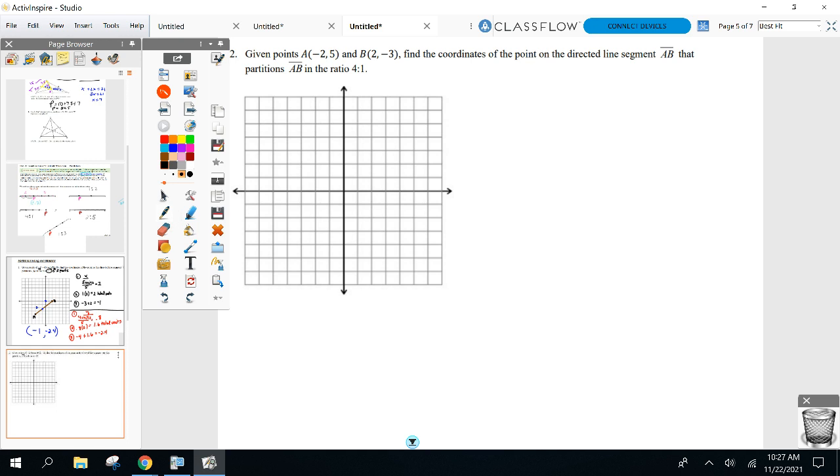Negative 2, 5. Two, 1, 2. Less talking by me on this one and more from you guys.